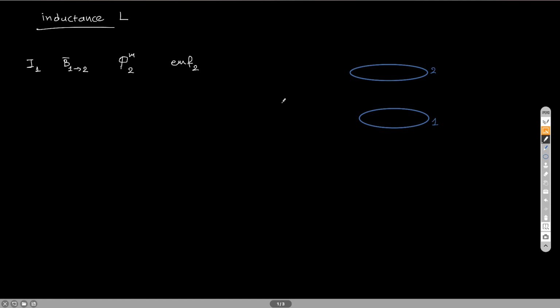In this video, I will talk about the concept of inductance, and the symbol we use for inductance is the uppercase L. We have seen in Faraday's law, if I have two loops and say I have a current that's flowing in the wire in loop 1, then from this current I1, I can use Biot-Savart's law to find the magnetic field that the current creates at the location of loop 2.